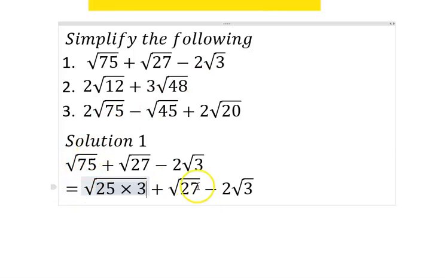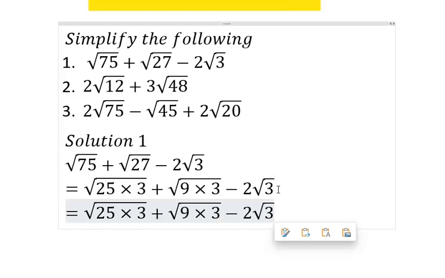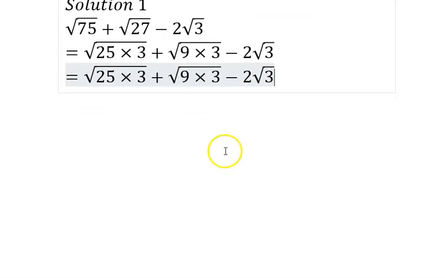For 27, we can say 9 times 3 will give us 27. Beautiful. And for this 2 root 3, this one has been solved already. So there's nothing you can do to 2 root 3. With this, we can now say root 25 times root 3. Don't forget, in our rule, we can split what we have here into root 25 and root 3. We can split it. So let's quickly do that.